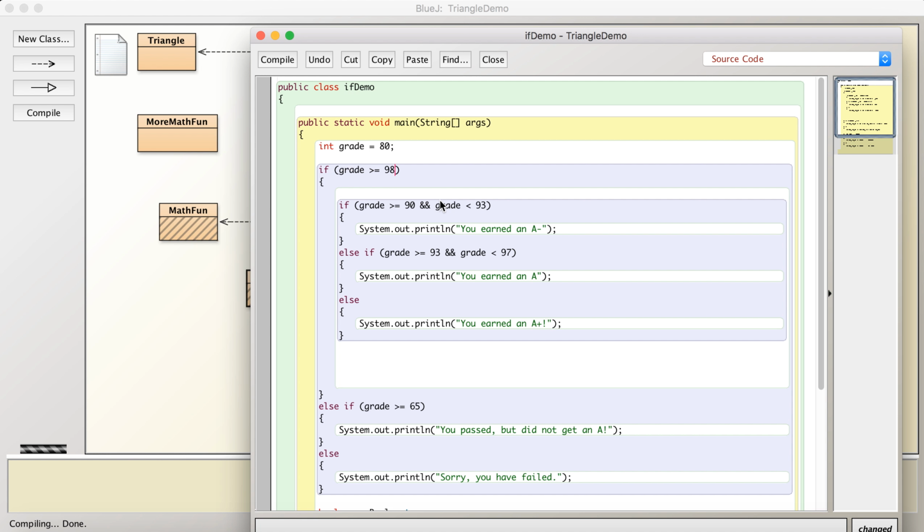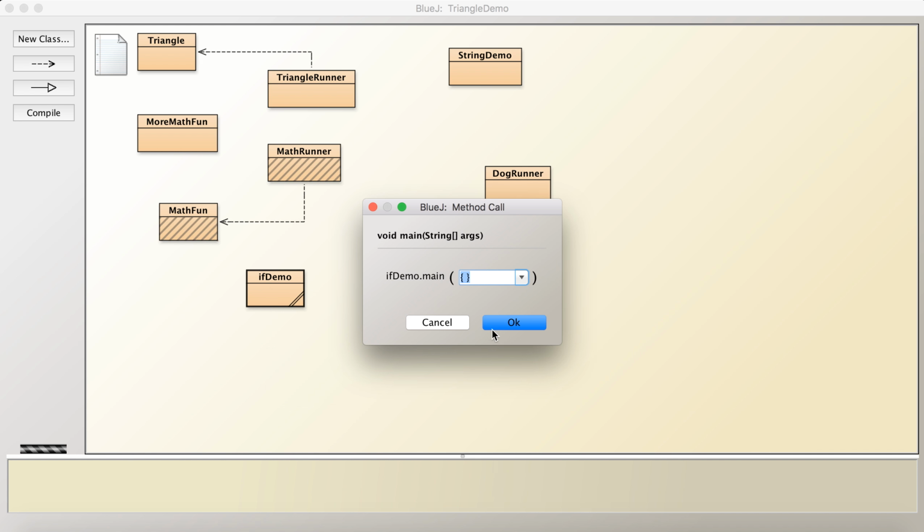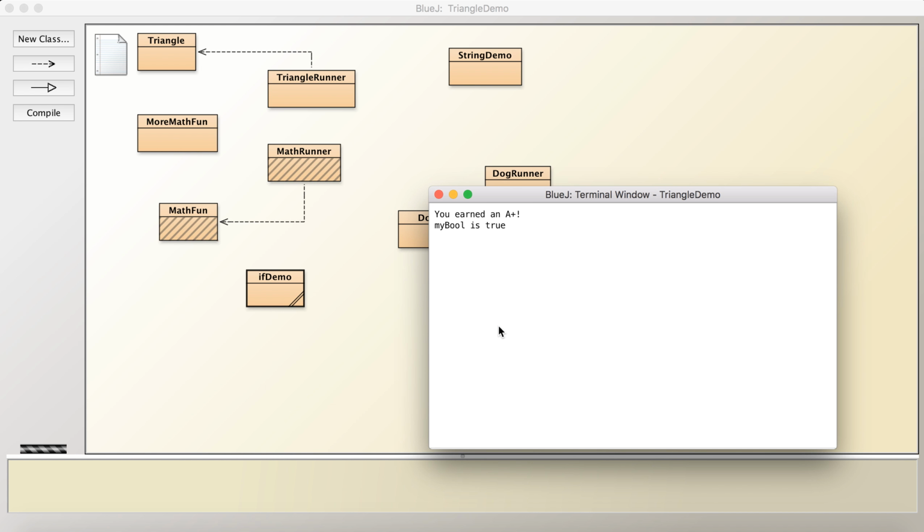So let's just test it. Oops, that's a 90. I want to change this and say this person got a 98. All right, let's compile. Good, no mistakes. Run my demo, if demo. Take a look. Good, you earned an A+, and we also still have that other if statement from the demo that we worked on last time.